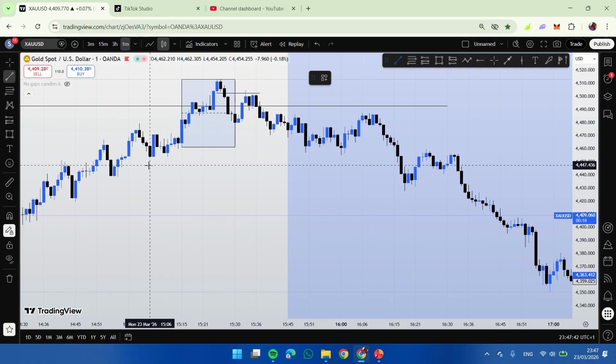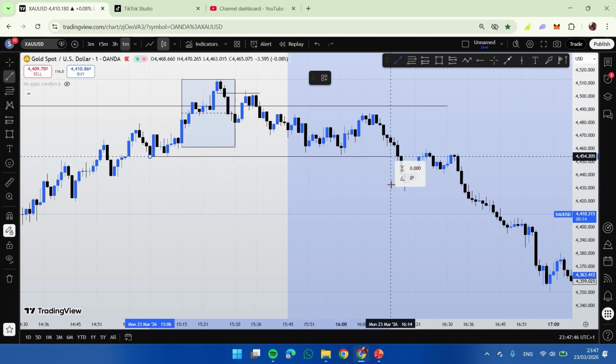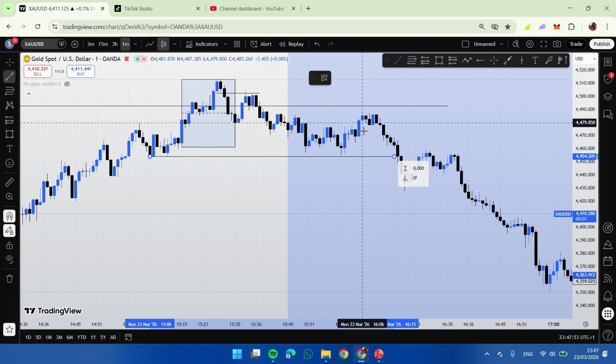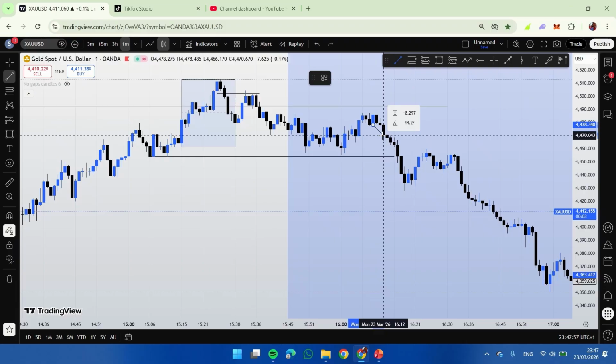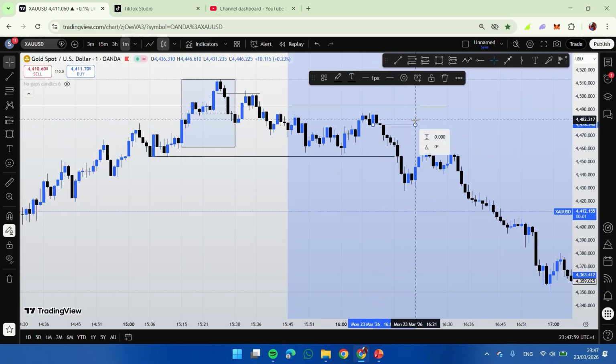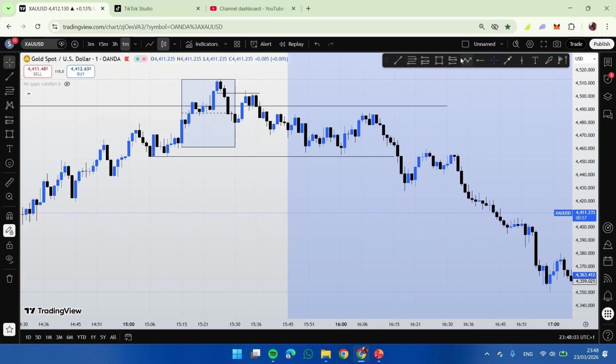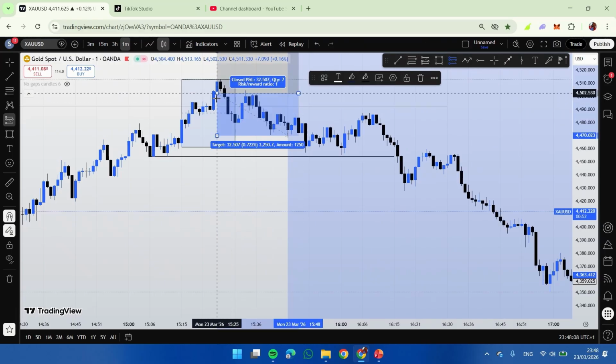Let me show you. This is my own valid structural point. So until this breaks, then you now start looking for maybe a zone here. This is the zone here, somewhere around here, to enter. While people don't understand what I'm doing, I've entered here.